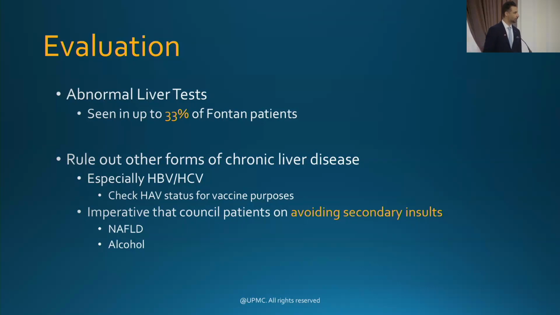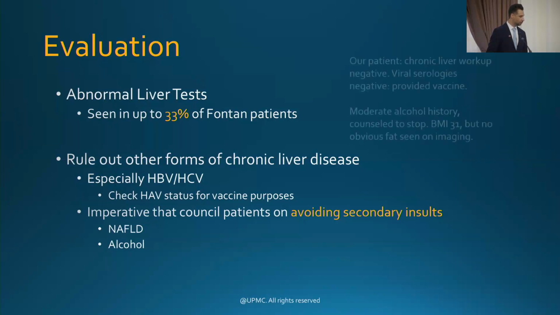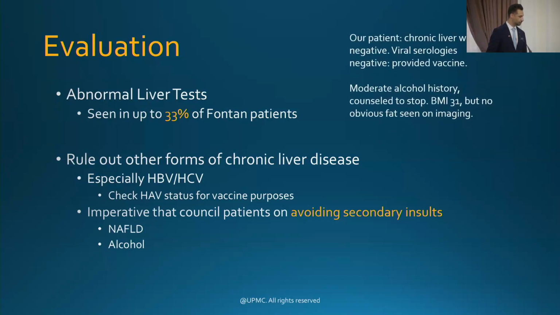You learn very quickly in liver disease 1 + 1 does not equal 2. So anything you can do to avoid specifically fatty liver and alcohol is incredibly important. Our patient, his chronic liver workup was negative, viral serologies were negative. He had a moderate alcohol history. We counseled him to stop. His BMI was 31, but there was no obvious fat seen on imaging.